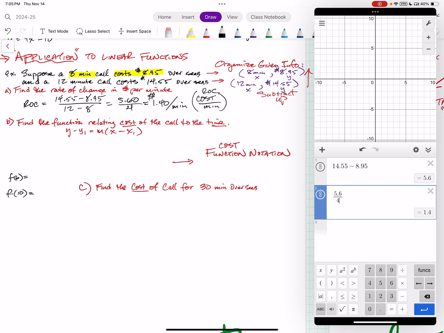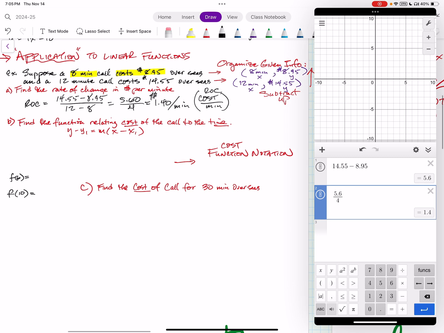Okay, so now what we want to do is find the function. We do that the same way we always do. We pick a point. It doesn't matter which point you pick. How about we pick this one here, and we use it. So I'm going to write that down over here. I have (8, 895). Again, this is my x1, this is my y1. And again, you could choose either point.